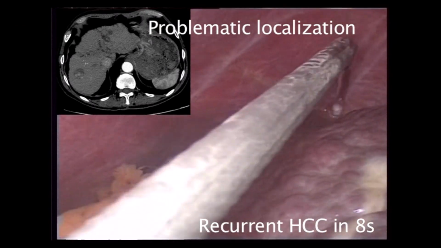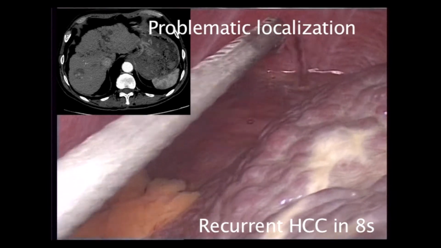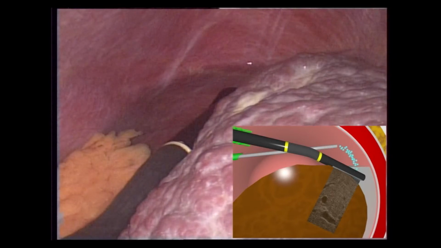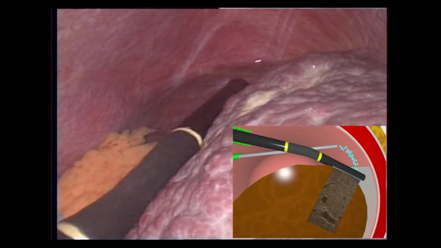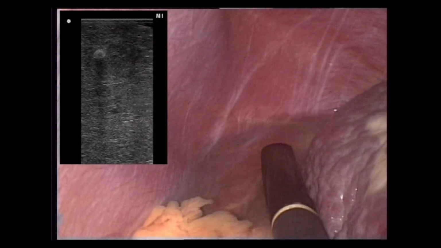The dome of the liver may be difficult to examine because of the lack of adequate contact between the probe and the convex liver surface. This can be overcome by instilling saline solution and scanning the highest part of the organ through the fluid, the water immersion method.